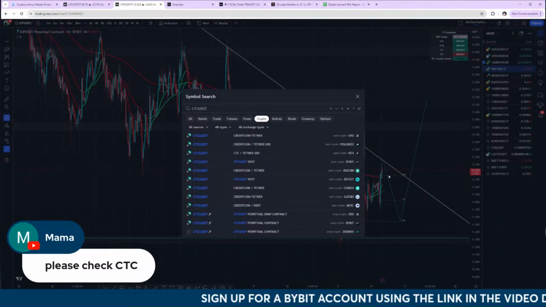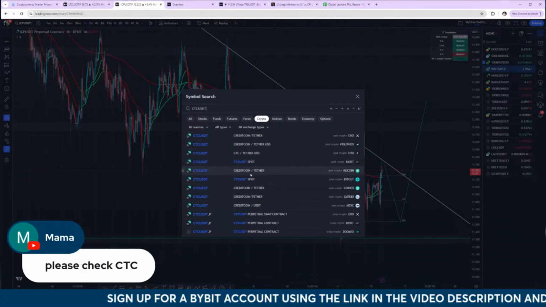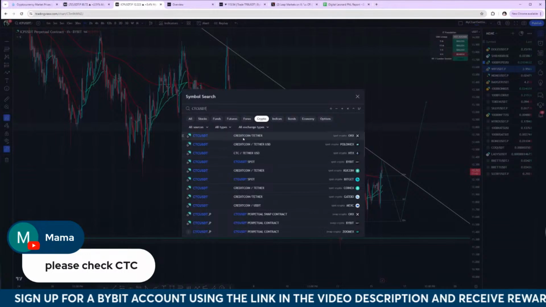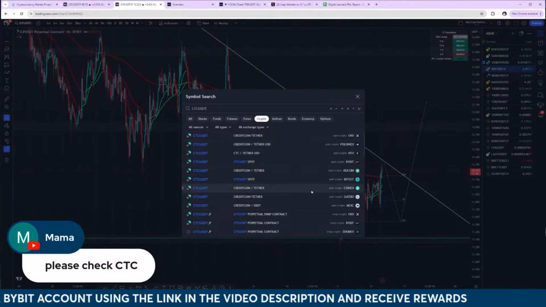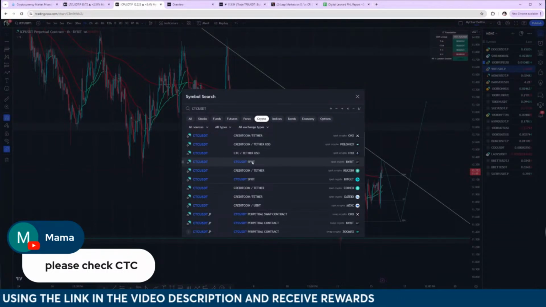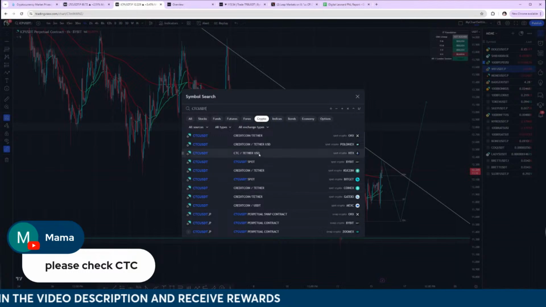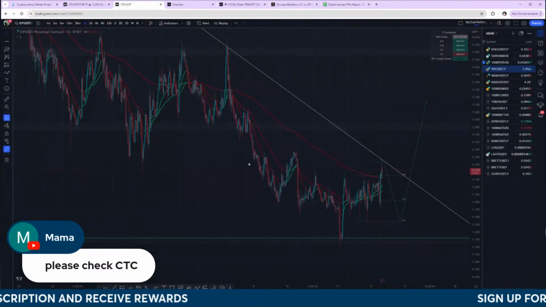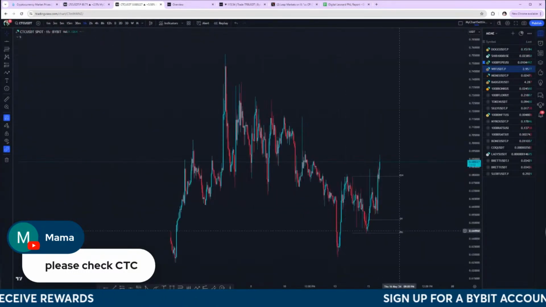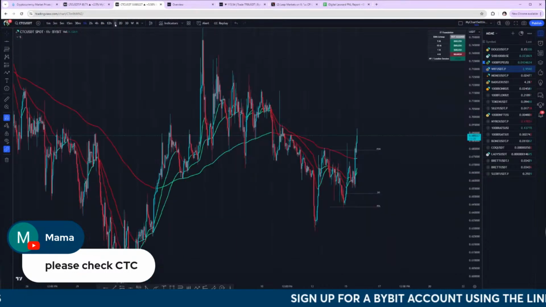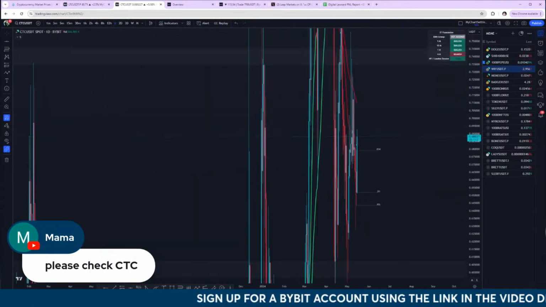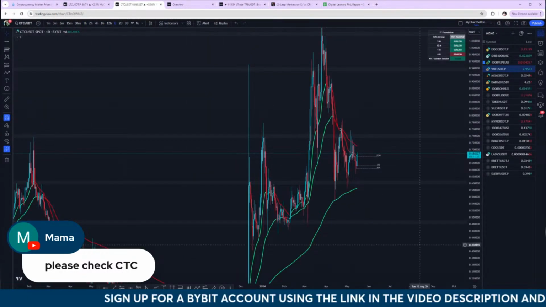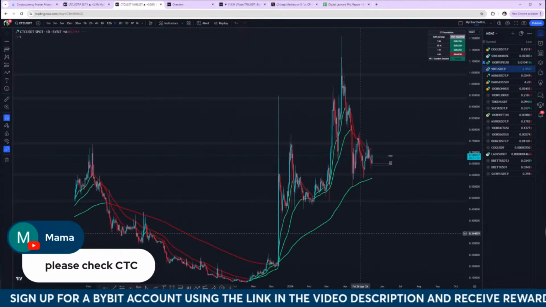CTCUSDT. I don't think I've charted this token before, but let me see. For CTC, we only have it on OKX, Poloniex, and Bybit Spot. It is not available for futures trading on any of the markets, so it's only available on the spot market. For this particular token, I'm going to be using the daily time frame.